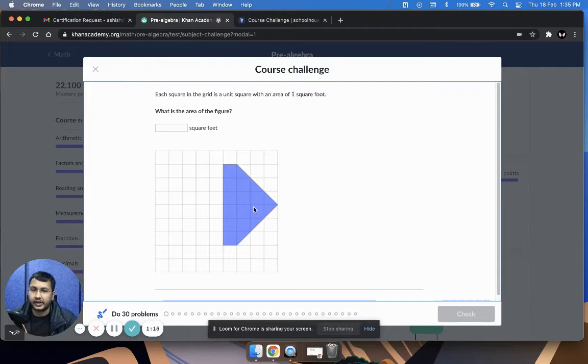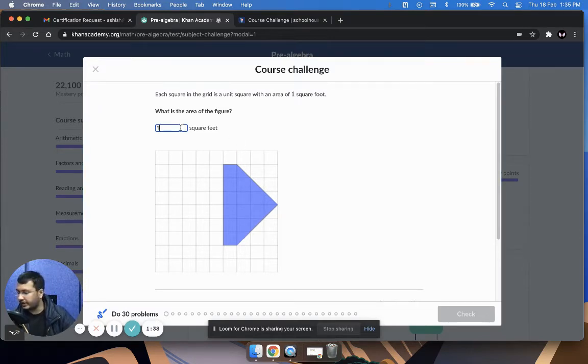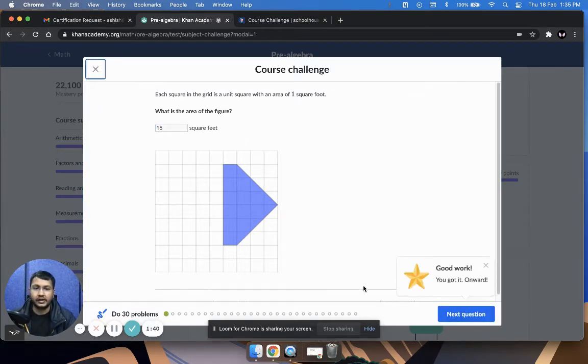Now let's see how many triangles we have. 1, 2, 3, 4, 5, 6. 6 triangles, and each triangle has half the area of the square, so I'll put a half with the 6. So 6 times a half is 3. All the triangles combined add up to an area of 3 square feet, and all the squares combined add up to an area of 12 square feet. So 3 plus 12 gives me 15. That's going to be my area of the figure.